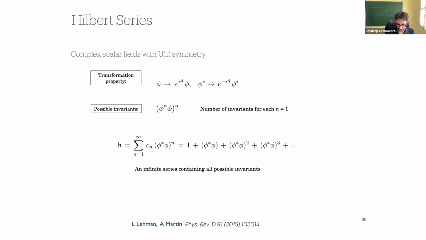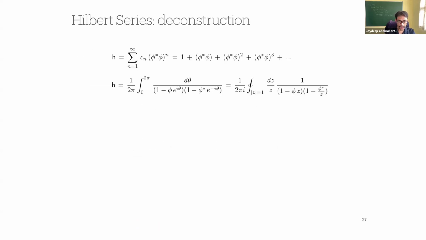Right? These are all possible invariants you can actually write down. Now this series you can recast very nicely in an integral form. For example, this series is equivalently written as 1 by 2 pi, integral from 0 to 2 pi d theta, over 1 minus phi e to the power i theta times 1 minus phi star e to the minus i theta.